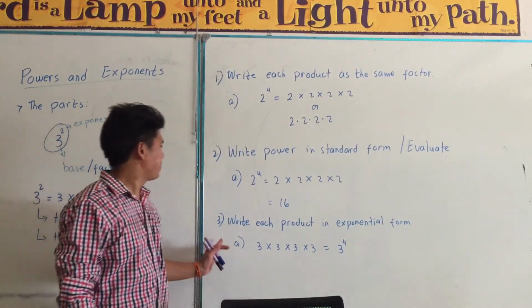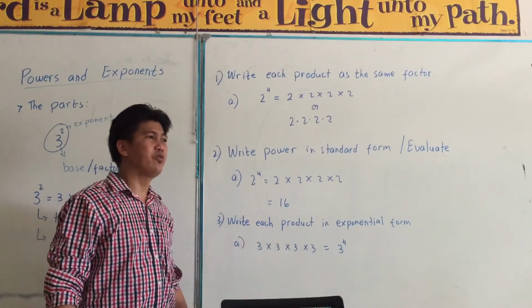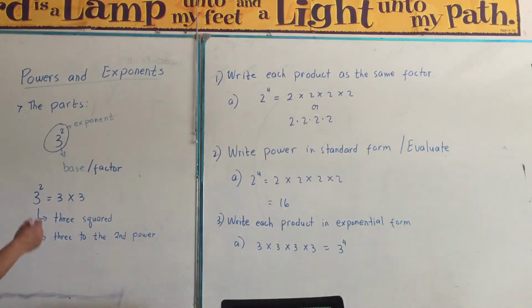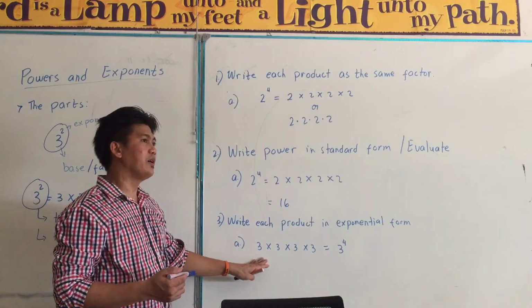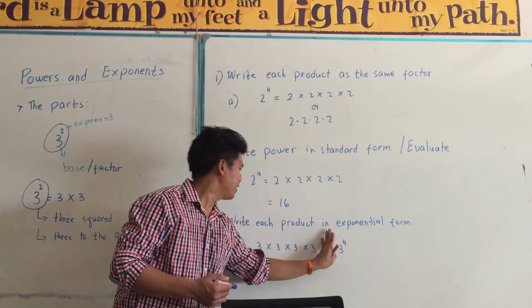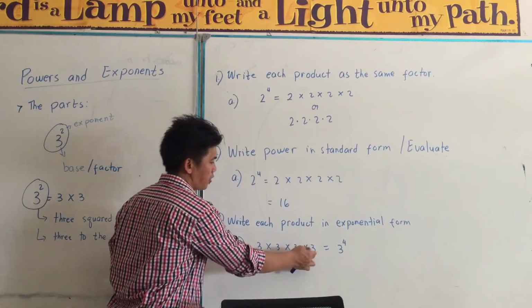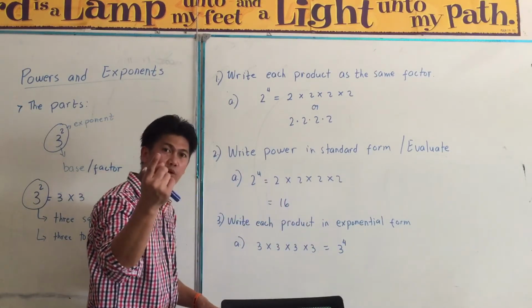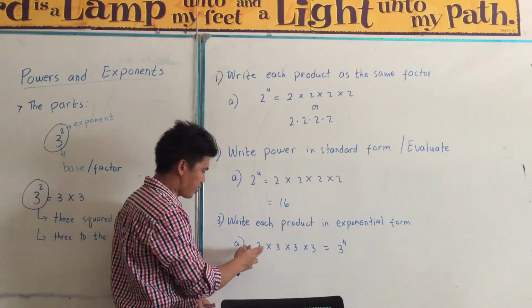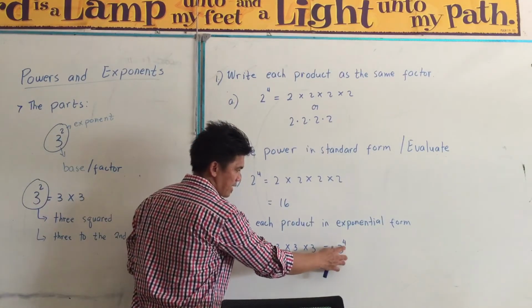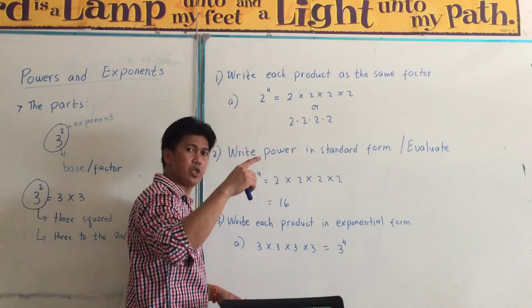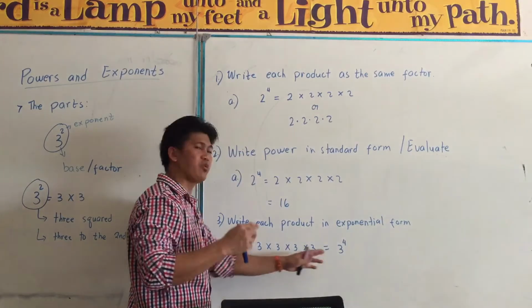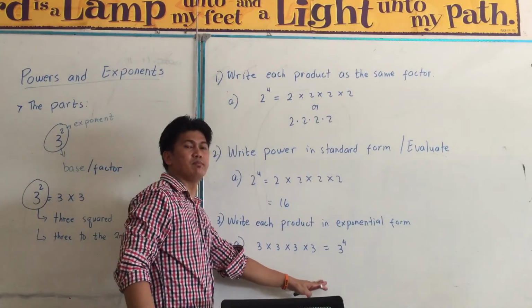Next, number 3. Write each product in exponential form. This is called an exponential form. For example, there's no answer here, only this one. 1, 2, 3, 4. So the exponent is 4 and the base or the factor is 3. So 3 should be written here and 4 should be on top. You cannot say 4 to the power of 3, you will be wrong. It should be 3 as the base and 4 as the exponent.